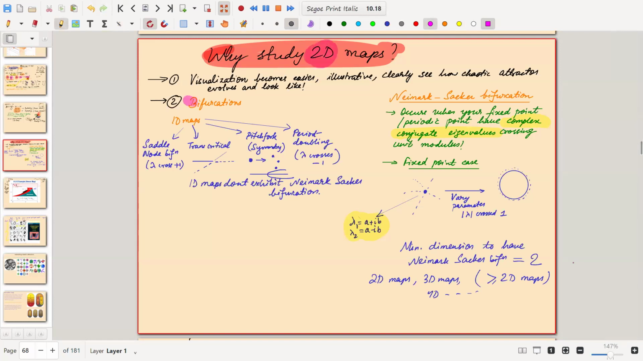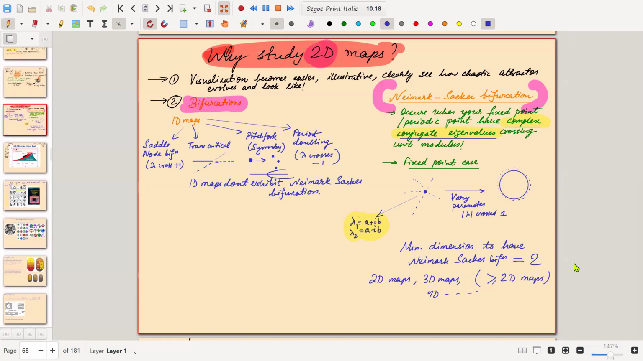Why we studied 2D maps is regarding this bifurcation, the Neimark-Sacker bifurcation. This is one of the most important and very basic concepts. Many still get confused about why we don't see Neimark-Sacker bifurcation in 1D maps, but see it the moment you enter into 2 dimensions. Because there you start seeing complex conjugate eigenvalues which can cross unit modulus, right? So these are the ideas.